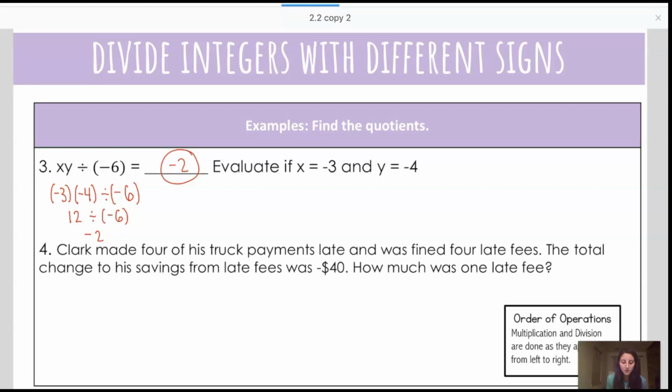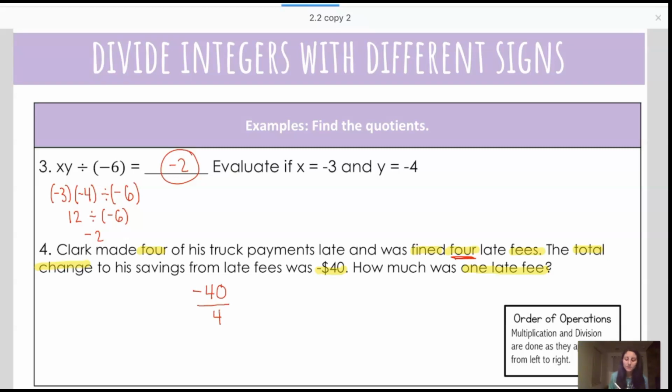Number 4 says, Clark made 4 of his truck payments late and was fined 4 late fees. So he was fined for a fee, so that means he's owing money. So that's going to be a negative. The total change to his savings from late fees was negative $40. How much was one late fee? Okay, so in total, it was negative $40, and he had 4 of those late fees. So I'm going to do negative 40 divided by 4 to see how much 1 was.